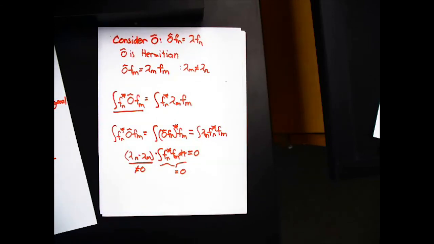This proof doesn't work if the two eigenvalues are the same, if it's degenerate. But even if it is degenerate, we can make a set of eigenfunctions where each eigenfunction is orthogonal to every other eigenfunction of the operator.